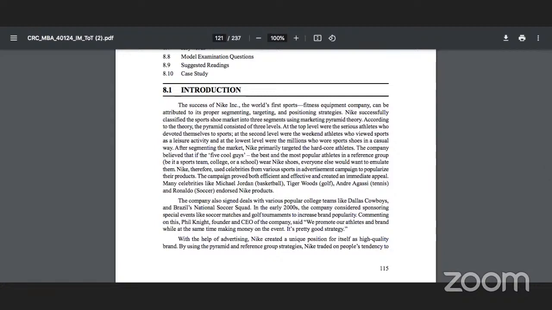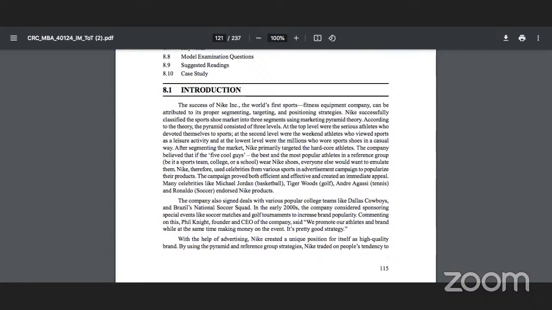So let us start first with understanding the broad concept of STP and how it pans out in an international market. If we were to look at a sports shoe company like Nike, they have not limited themselves to just sports shoes, but we know the entire sportswear and sports kits as well. Nike is the world's first sports fitness equipment company. So this is going beyond what we are talking in terms of shoes, clothes, etc.